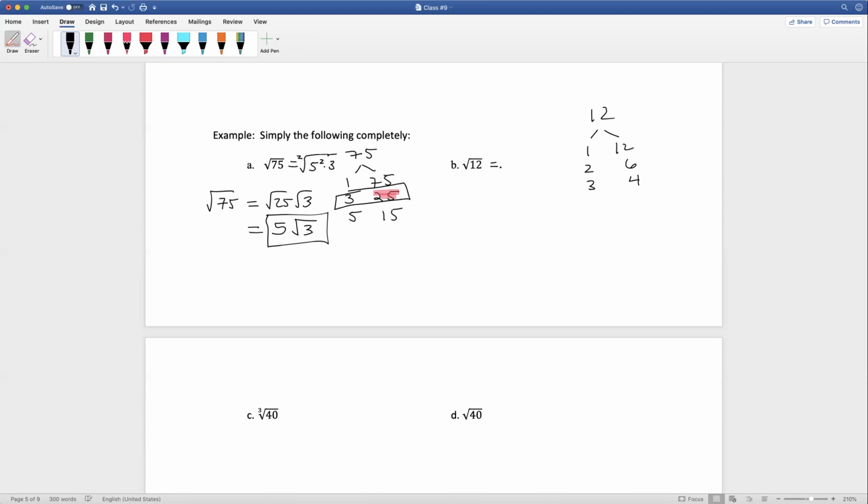So when we break up the square root of 12, we can call that the square root of 4 times the square root of 3. That's what the property above tells us, that we can break up products, assuming that we have the same index. We know the square root of 4 is 2. The square root of 3 is the square root of 3. So the answer to B is 2 times the square root of 3.